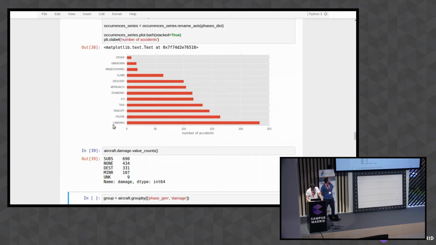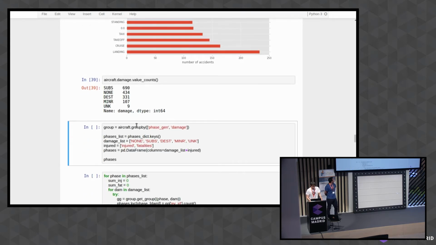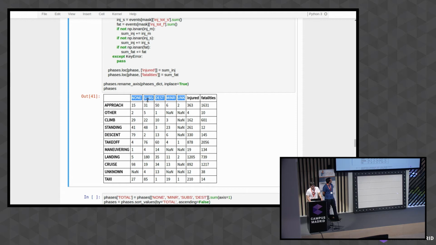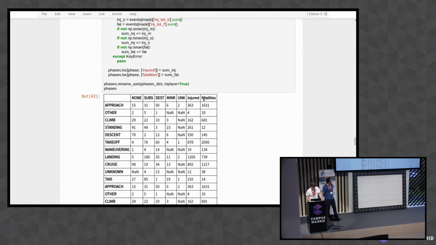And it occurs. So we've seen that there are many accidents, and I was telling you, okay, let's have a look at the number of injured people, the number of fatalities, or also the damage to the airplane. I will pass by this quickly. So we constructed this table based on information from some other tables in the database. And we can see by flight phase the damage to the aircraft, which is none, substantial, destroyed, minor, or unknown, and the number of injured people and fatalities for that flight phase.